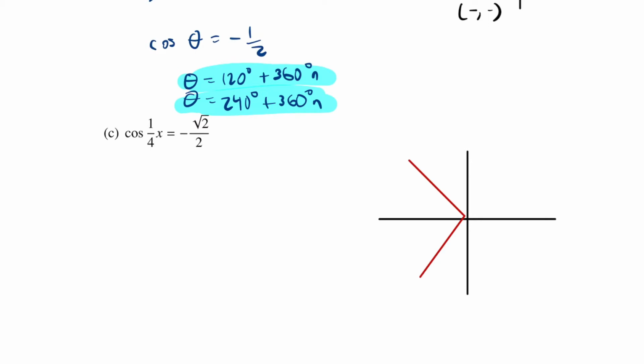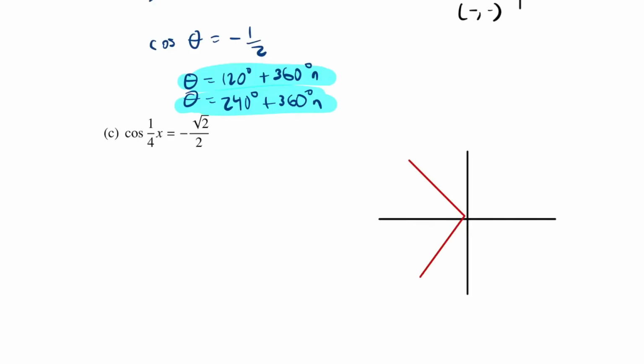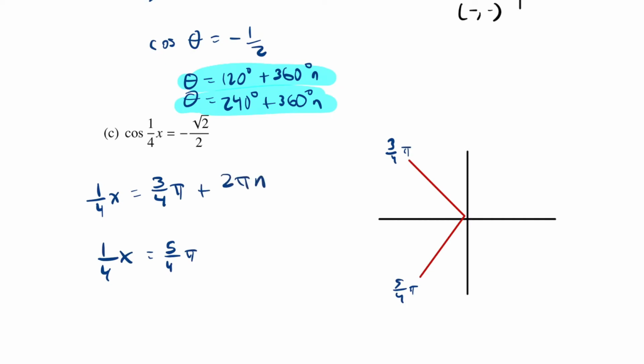Let's first find which angles have an x-coordinate of negative radical 2 over 2. That would be 3/4 pi and 5/4 pi. So this time 1/4 x, the angle, must equal 3/4 pi, and it also equals 5/4 pi. Those are the two. This is your 3/4 pi, this is your 5/4 pi. But you have to add any multiple of 2 pi, just like we did in the previous problems.